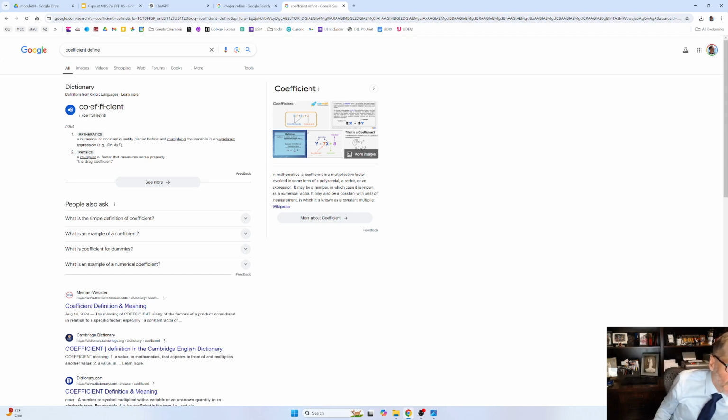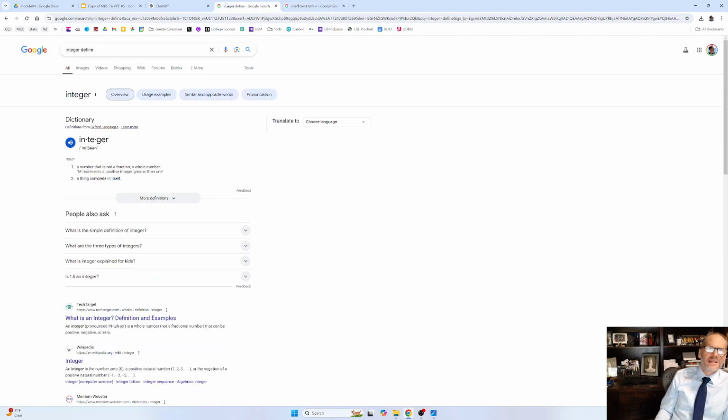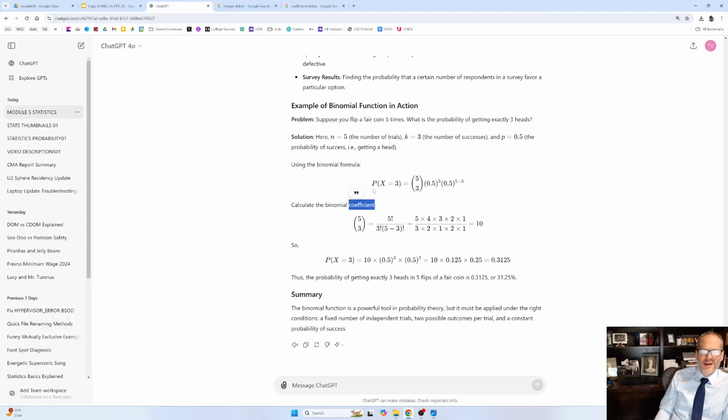Numerical constant quantity placed before and multiplying the variable in an algebraic expression. Great, that's exactly what it is, right? It's a numerical thing multiplying by something else. And so here's the binomial coefficient. That's just whatever name. They said, hey, here's the coefficient that goes in front of the binomial formula, so they called it a binomial coefficient.